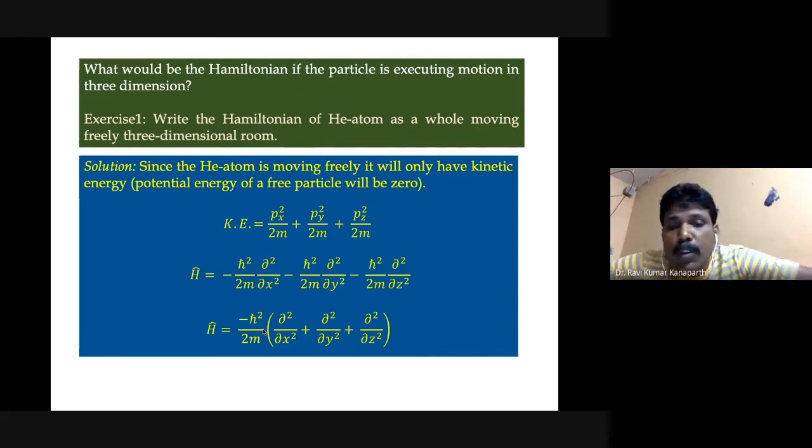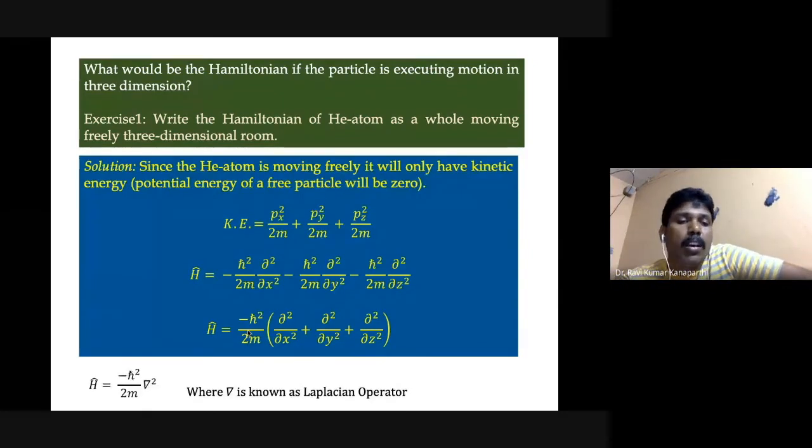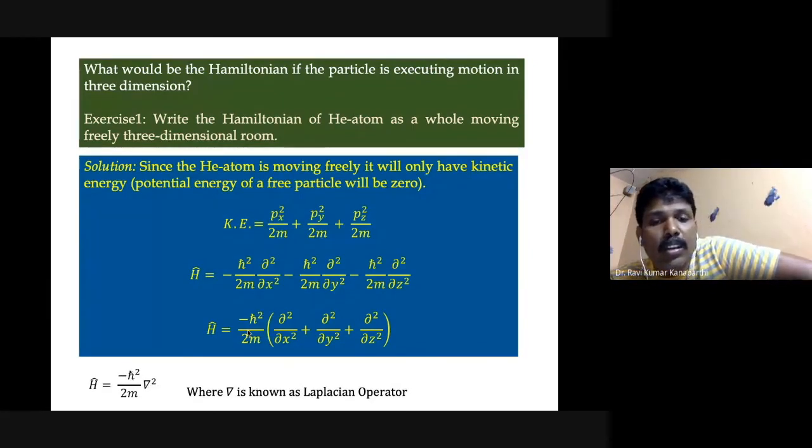I hope that you all know what exactly ∂²/∂x² + ∂²/∂y² + ∂²/∂z² is. It is the Laplacian operator. It is referred to as del squared.